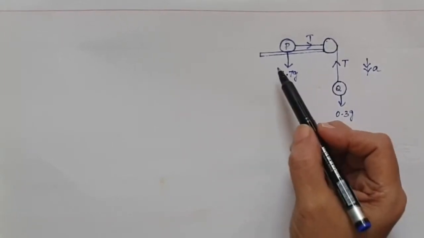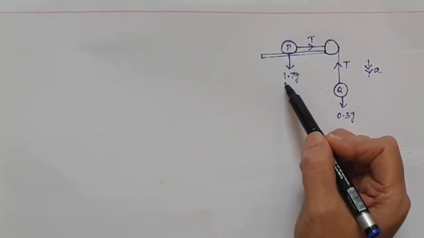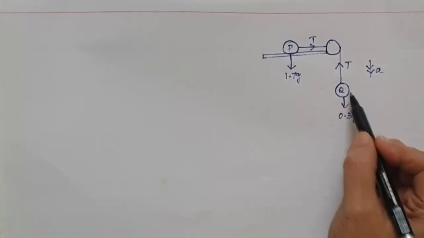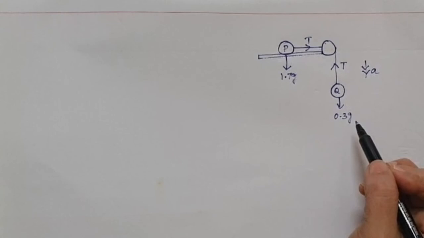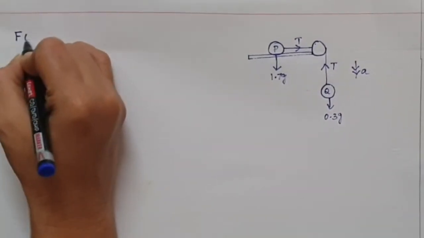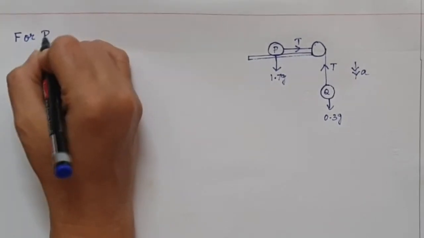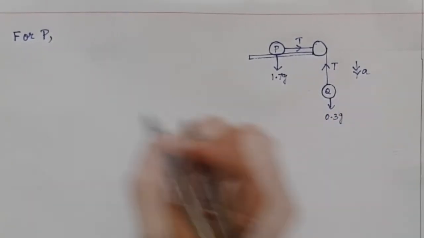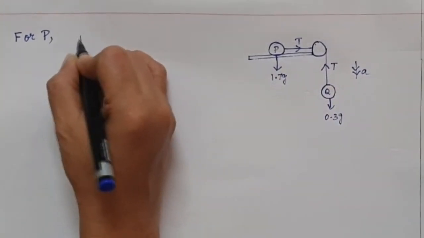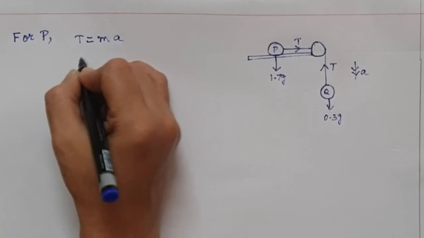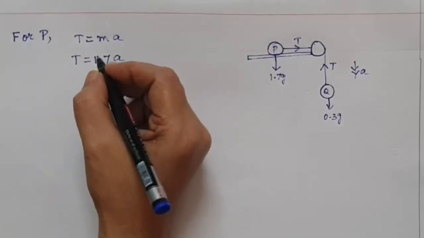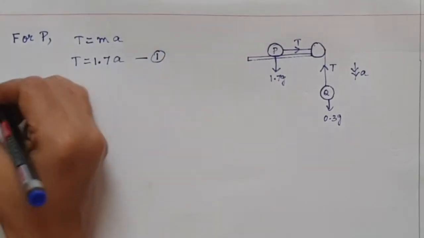Now when we draw the diagram, for particle P the weight will be 1.7 g, which will act downwards. Tension is always towards the pulley, and for Q, 0.3 g is the weight. Now let us separately find for each system and then we will be able to do it better. Now for part P, only the tension is there. So T will be equal to mass times acceleration, so T will be equal to 1.7 A. This is our first equation.